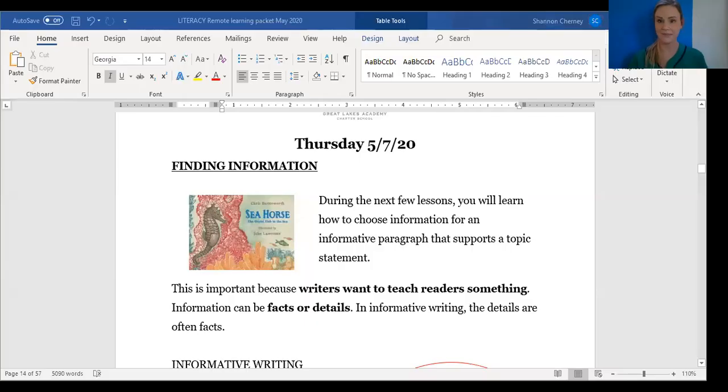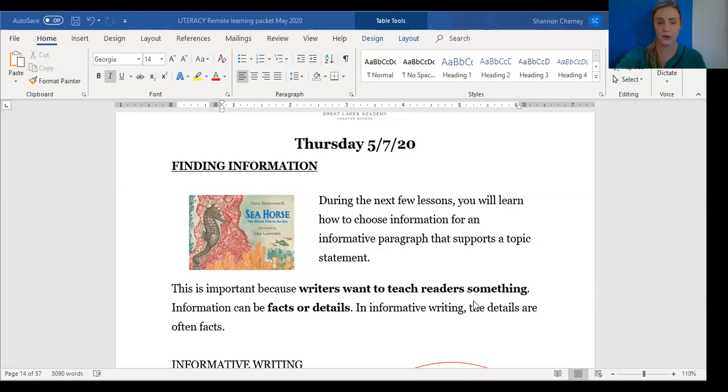You need your May literacy packet and a pencil, or like I said before, a blank sheet of paper and a pencil will be helpful as well. Here is our work for today. In the next few lessons, you're going to learn how to choose information for an informative paragraph that supports a topic statement. And we are still finding information from our Seahorse text.